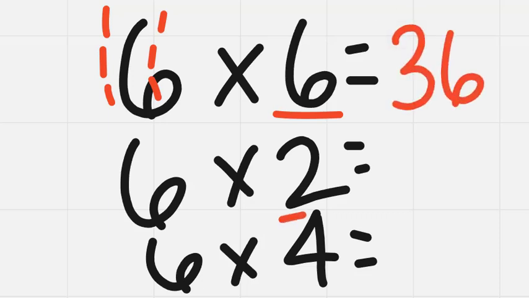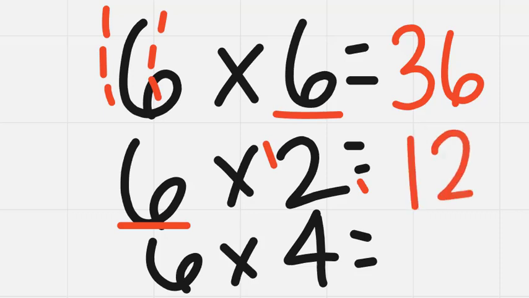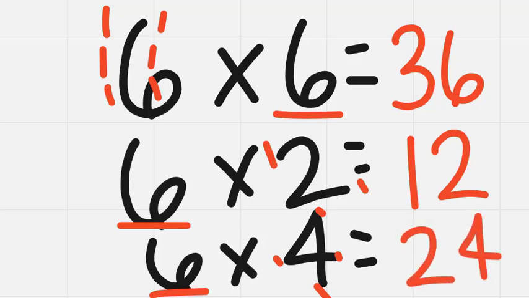Next, we're going to count by 2 on the 6. 2, 4, 6, 8, 10, 12. We can also count by 6 on the 2. 6, 12. It doesn't matter which way you count, just as long as you count on the other number. Here, 6 times 4, we're going to count by 6 on the 4. 6, 12, 18, 24. 6 times 4 equals 24. Be sure to check your work.